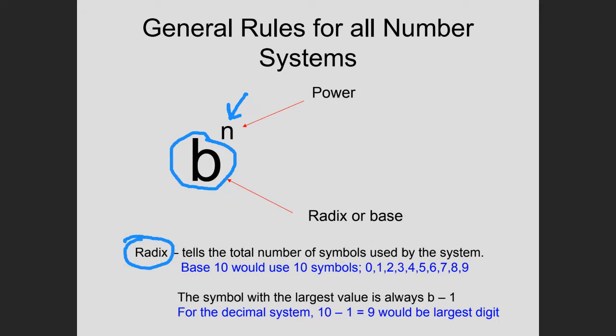Now here the base, or the radix, tells you how many symbols you have in a particular number system. And if you take the base minus 1, it'll tell you the value of the highest digit in the number system. So a base 10 number system, this is what humans use. This base says that we're going to have 10 symbols. If you take 10 minus 1, you get 9. So 9 would be the value of the highest symbol.